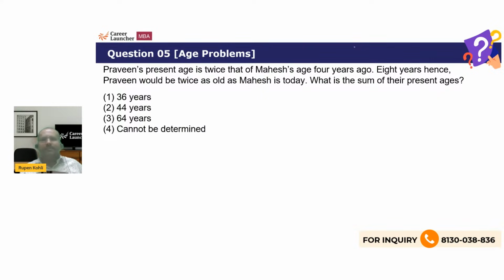Right. So Praveen and Mahesh are there. Okay, so I'm taking P and M. That makes life easy. I always take the variable as the first letter. That helps me remember things. So P and M are the present ages of the two persons respectively. Praveen's present age, P, is twice Mahesh's age 4 years ago, that is M minus 4. So that is the first equation: P is 2 into M minus 4, or P is 2M minus 8.